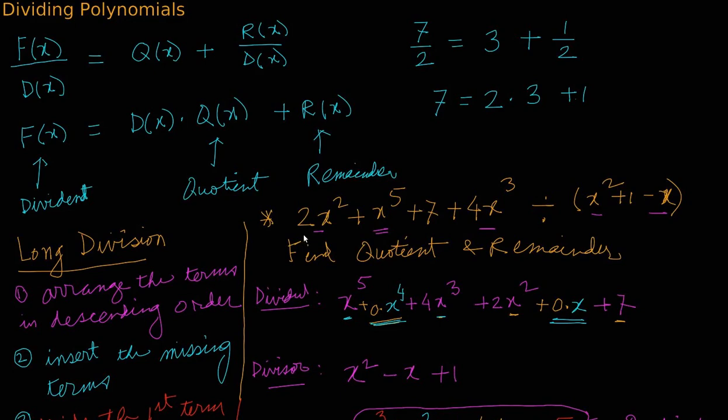One is our first polynomial f(x), which is a polynomial, right? And my divisor is also a polynomial. So we divided two polynomials for long division. All right, so let us see synthetic division.